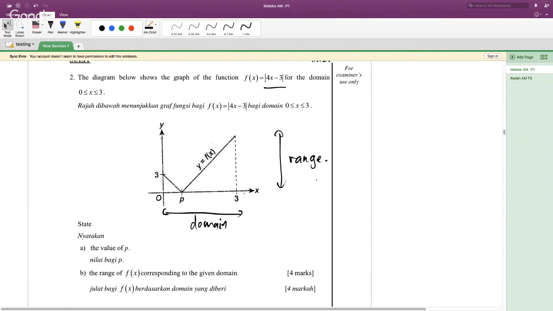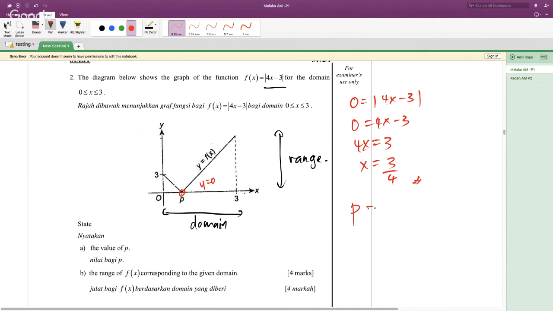Now they ask you to state the value of P. P is quite easy because basically P is the x-intercept. X-intercept always means y equals 0. So that means 0 equals modulus 4x minus 3. And then the modulus, you can just ignore it. So 4x minus 3 equals 0, so 4x equals 3 and x equals 3 over 4. Therefore, you can know the value of P. P is just 3 over 4. This is how we do for A.